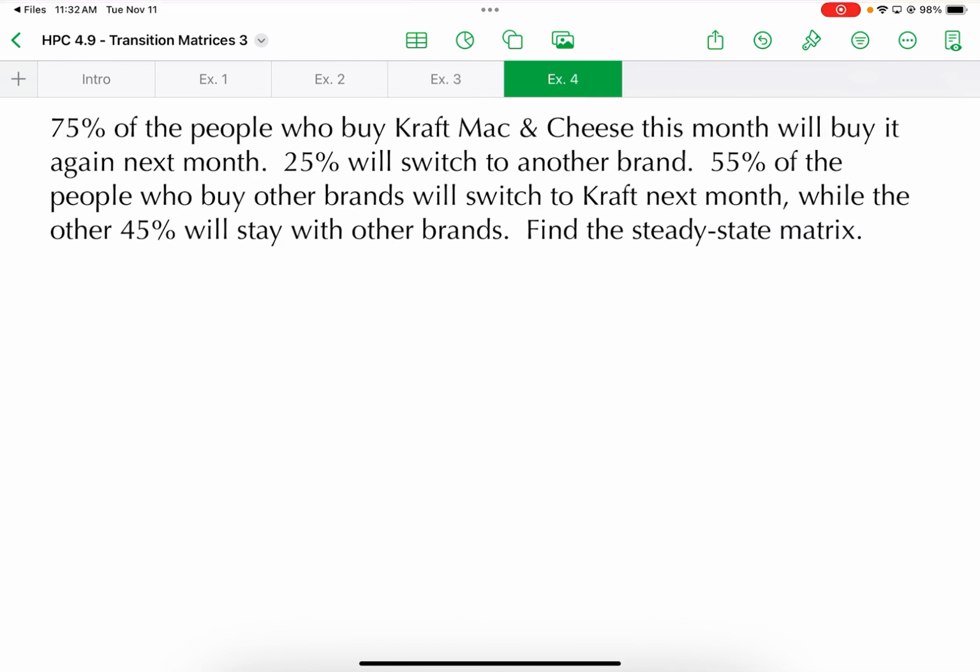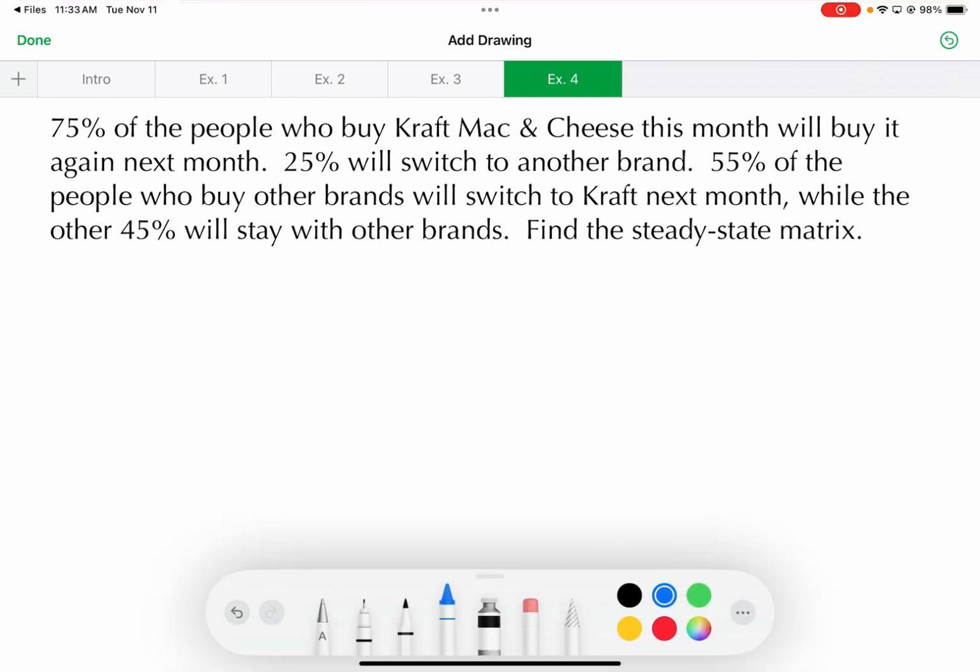Okay, final example. Mac and cheese. Who doesn't love mac and cheese? 75% of people who buy Kraft mac and cheese will buy it again next month. 25% will switch to another brand, though. 55% of the people who buy other brands will switch to Kraft next month, while the other 45% are staying with the other brand. Okay, so we're going to come up with a transition matrix for that.